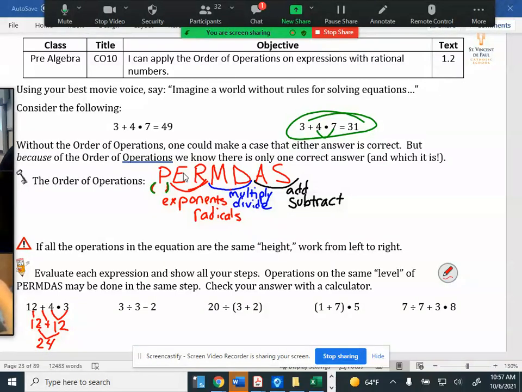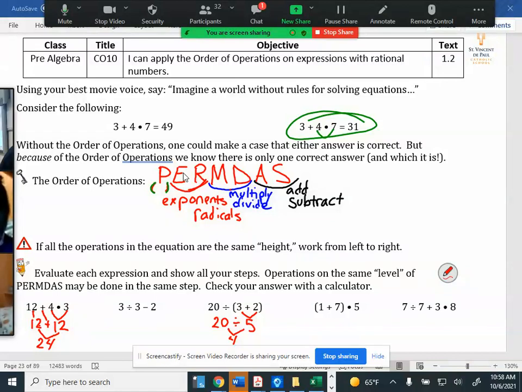So let's look at that one. We want to do the parentheses first. So our parentheses say 3 plus 2, which is 5. And then I carry down my 20 and my divided by. So 20 divided by 5 gives us 4. So that's how we're just going to rewrite the expression every time.